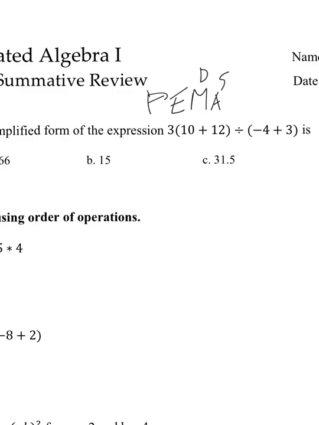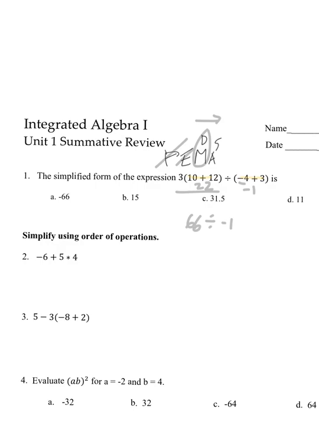So you look at problem 1. We've got a couple things in parentheses right there. So 10 plus 12, 22. Negative 4 plus 3 is negative 1. Okay, so I did my parentheses. I don't see any exponents around. Now I'm going to multiply and divide at the same time, moving left to right. Let's see, 3 times 22 is 66, divided by negative 1. So I'm looking for an answer of negative 66. Oh yeah, looks like that one right there.